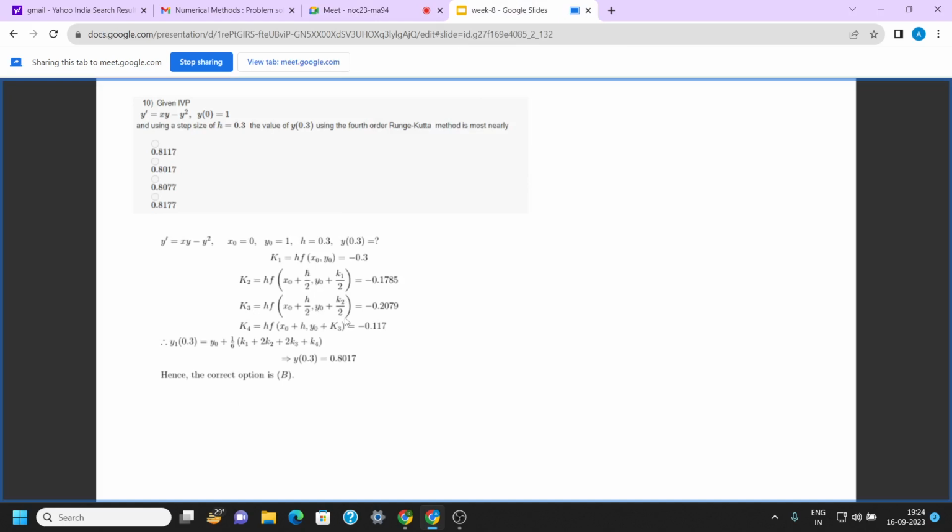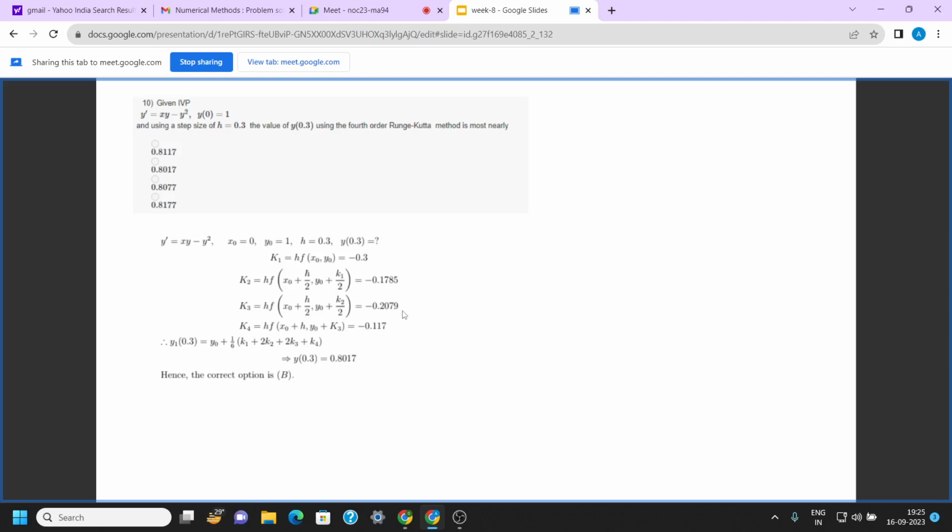Now calculate k3, that will be h times f of x naught plus h by 2 comma y naught plus k2 by 2. All the values will be the same. Just replace k1 with k2, so you'll get minus 0.1785 here. So update those values and you'll get K3 as minus 0.2079.